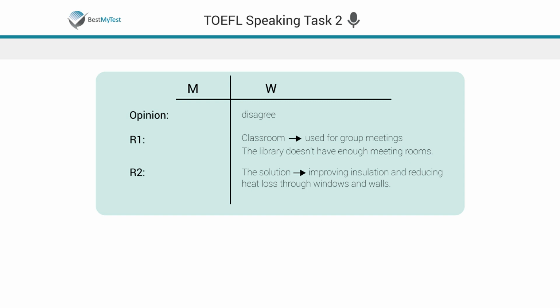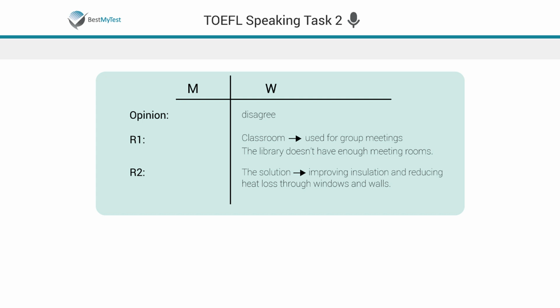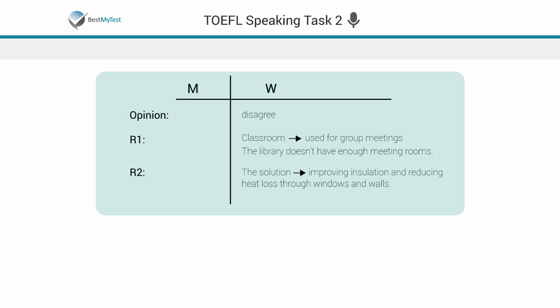So do your best and try to write down as many as you can without sacrificing your listening comprehension. I'm going to say that again because it's important. You must comprehend what you hear before you can take notes on it. So make sure you understand, and then with whatever listening and brain power you've got left, take notes and focus on those 2 reasons. All right, the bottom line is you need to organize your thoughts clearly within your 30 seconds of prep time. Don't waste it. Don't relax. Use it. All right, so now let's move on to the answer part and have a detailed look at how best to answer this question.